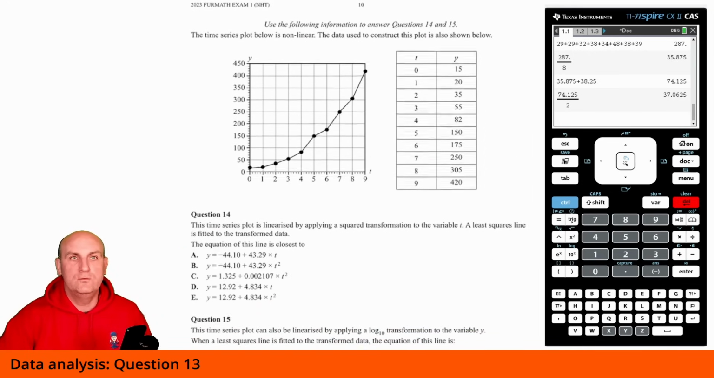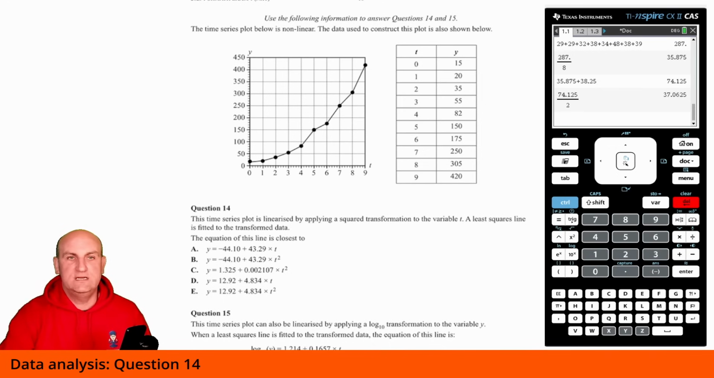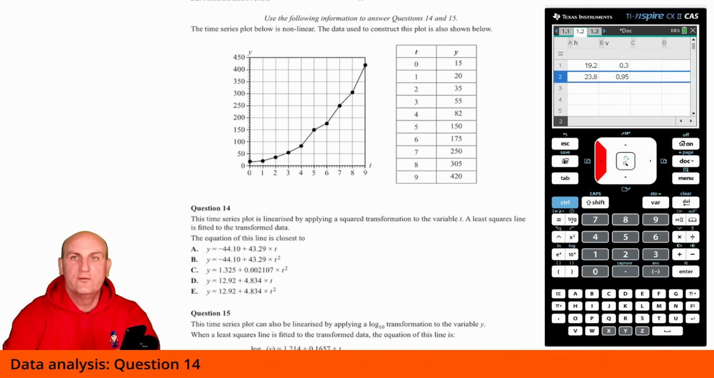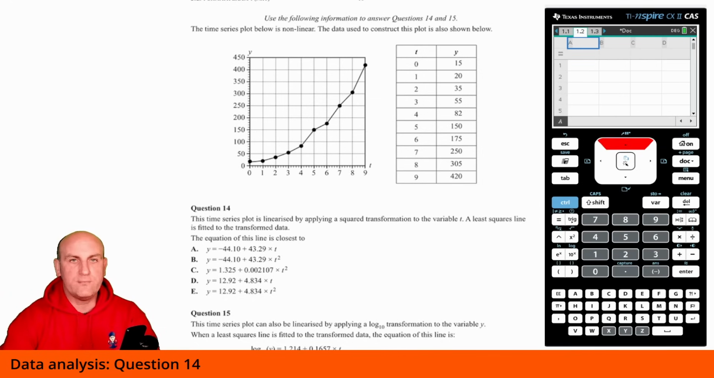What do we got here? Ooh, the time series plot is linearized by applying a square transformation to the variable t. A least squares line is fitted to the transformed data. The equation of this line is. Now, again, they tend to always try and get you to do one of these in every paper. So what I'm going to do is do exactly that.